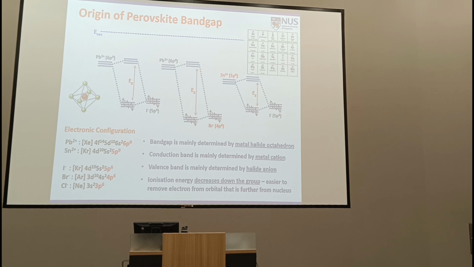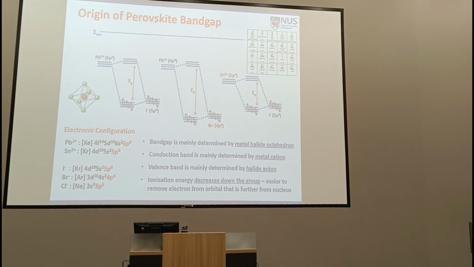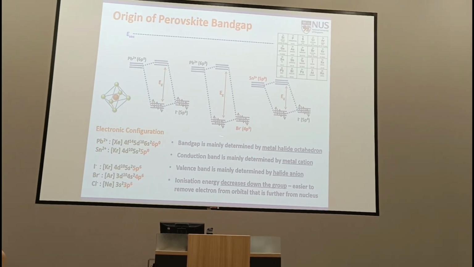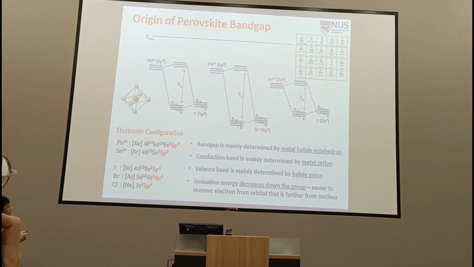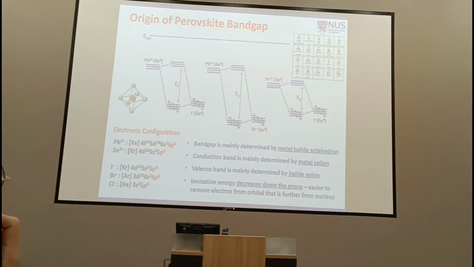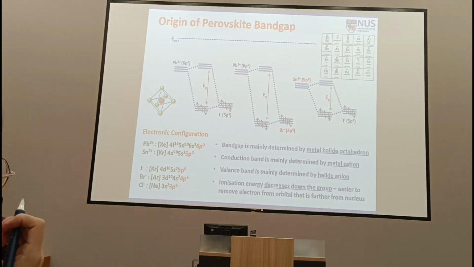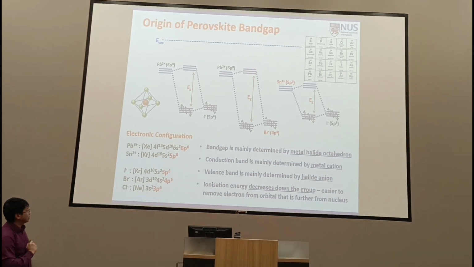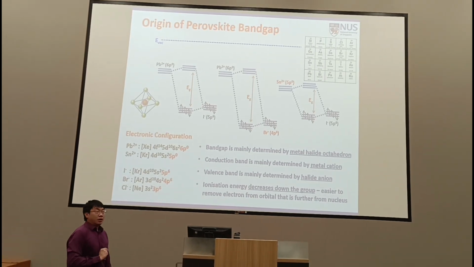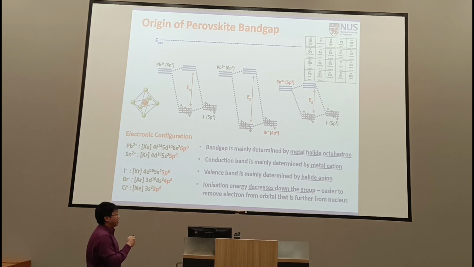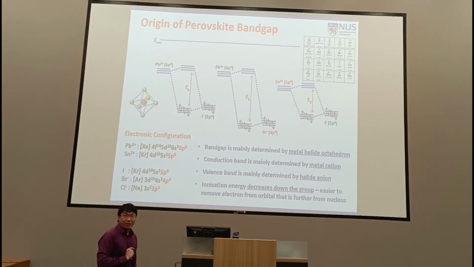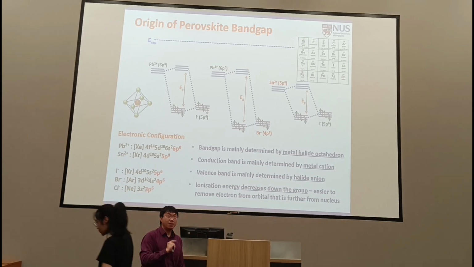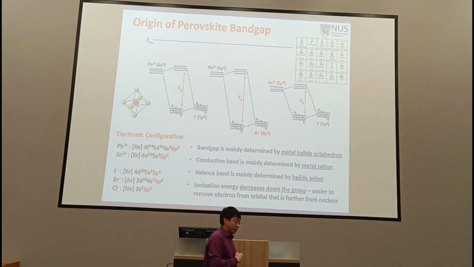Now, if you look at the band gap of lead iodide perovskite, and I change the iodide to bromide, it is very obvious here that the band gap is larger. But why? That is because bromide has a larger ionization potential.